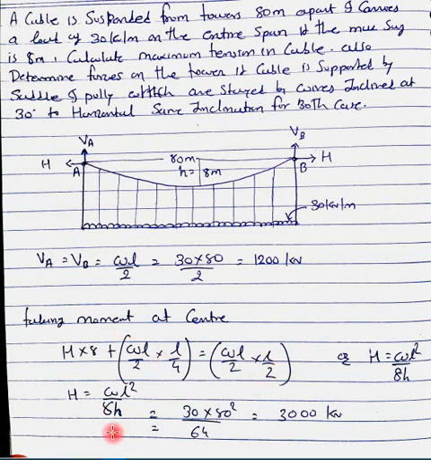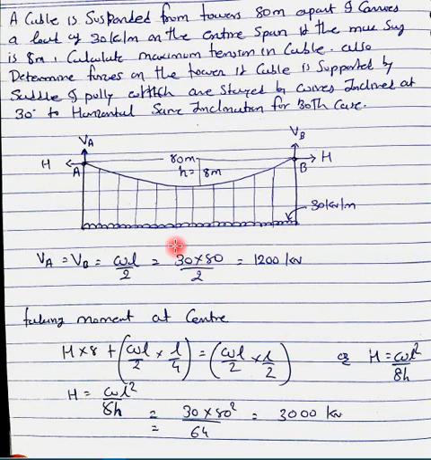Here I have used the equation H is equal to WL square by 8h. The central sag is given as 8 meters, so 8 into 8, 64. W is 30 kilonewton per meter, and L, which is our span, is 80 meters, so 80 square. So our horizontal reaction is 3000 kilonewton.